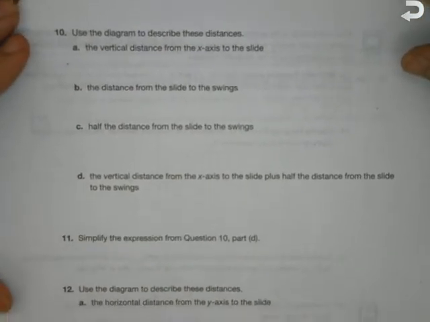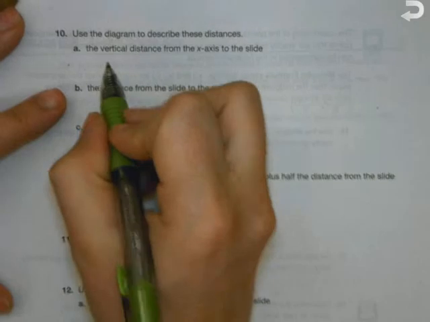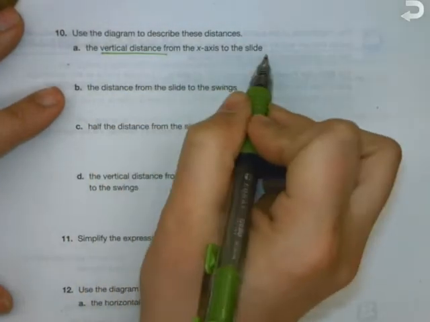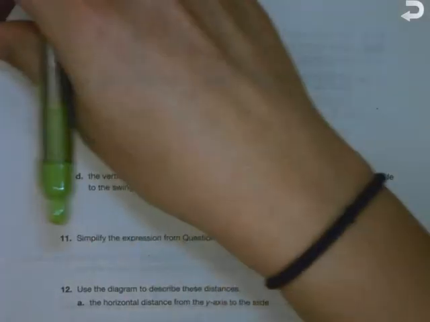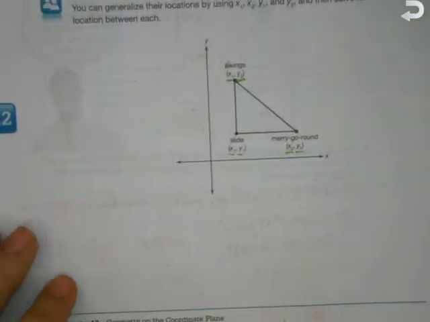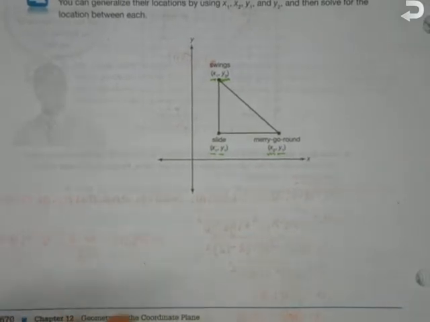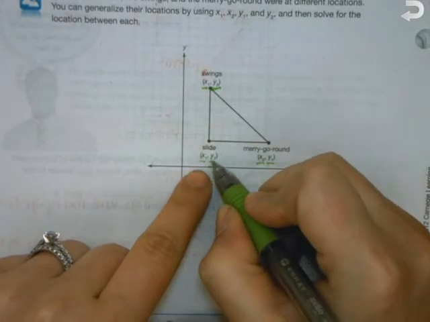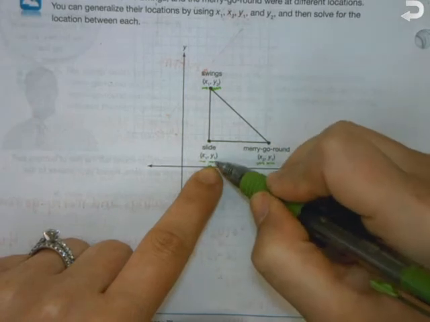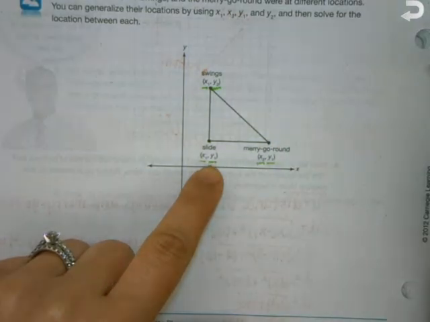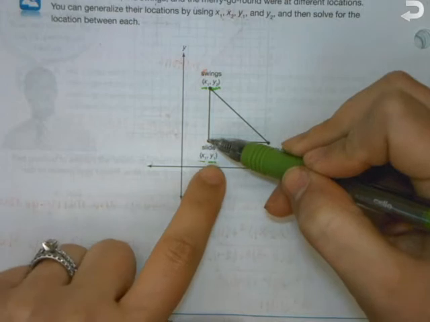So number 10, this is nice because it takes us step by step. We want the vertical distance from the x-axis to the slide. Vertical means up and down or side to side? Up and down. So the vertical distance, and I'll flip back. You guys can keep your number 10 up. The vertical distance from the x-axis to the slide. So if I'm going from the x-axis to the slide, what was that y-coordinate? That's your y-coordinate. What is it? y1. So we're going to call it y1.